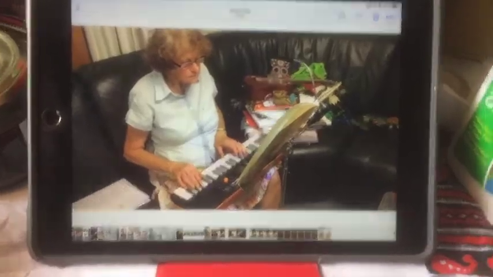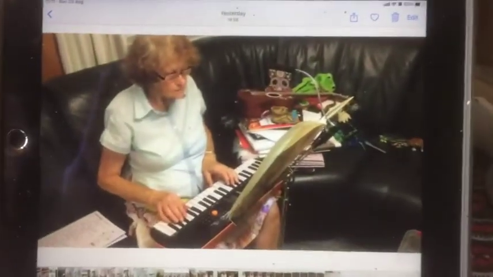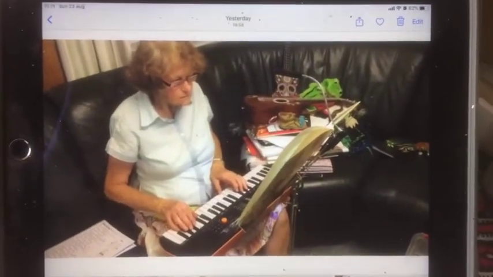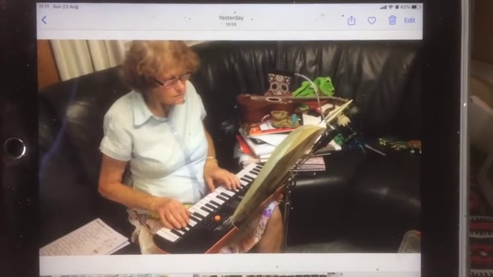Now for the first picture, we're going to have a think about drawing based on what you can see. And I'm going to have a go at drawing from this photograph of what I can see from my mum playing a keyboard.